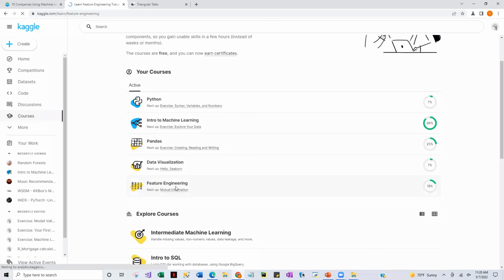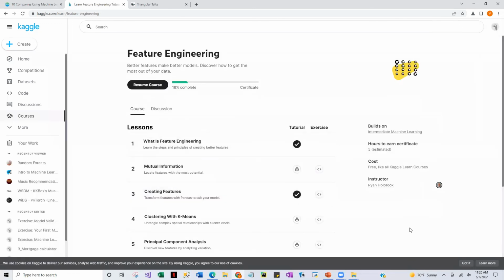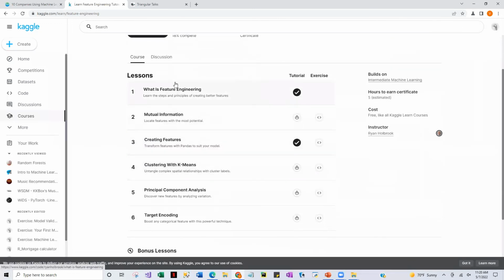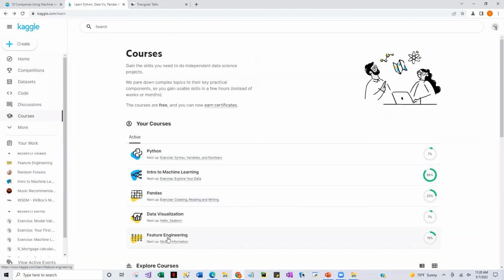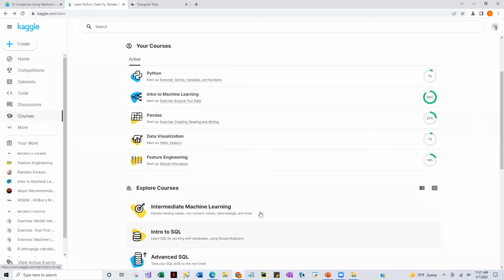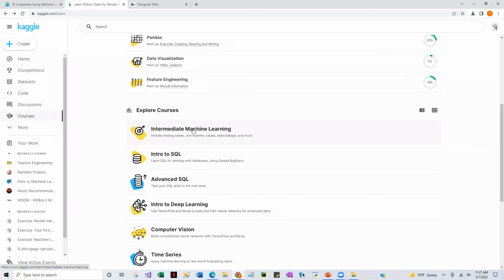Once you have this, you can go ahead and do the other course, the feature engineering. This is also a really good one. This one talks more about how you are going to do the machine learning, the supervised learning and unsupervised learning. It talks about k-means and how you're going to fit your model. So first start with your basic course, introduction to machine learning, then go for the feature engineering. And once you're done with that, you can go for the intermediate.